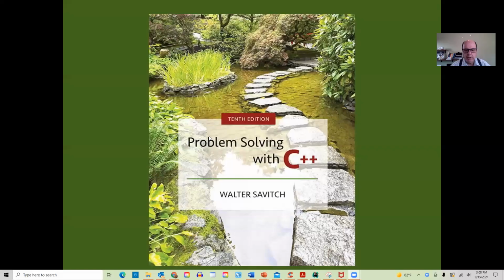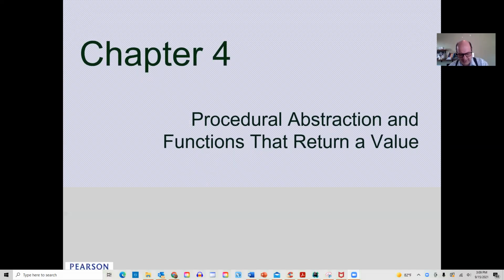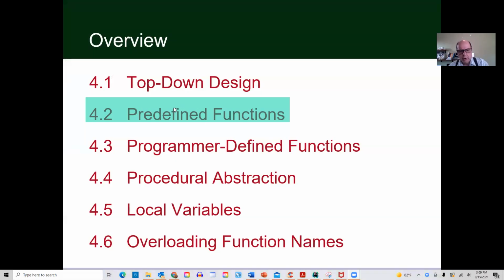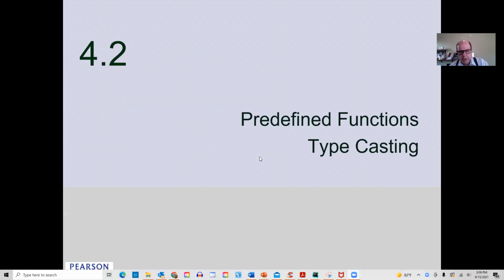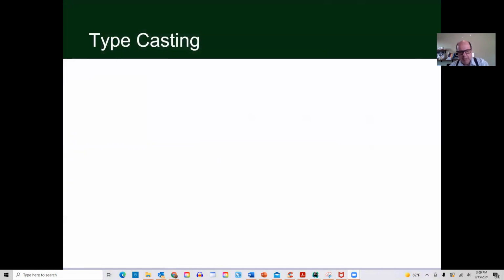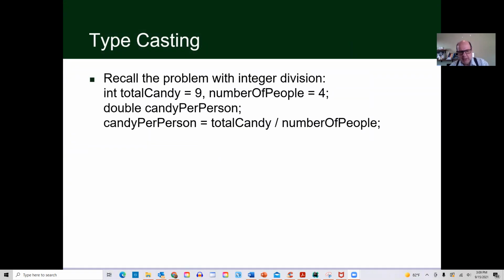Okay, so right now I want to talk about the second part of 4.2 for the Savitch book. So we are talking about predefined functions. So I want to talk about typecasting that's part of the 4.2. So we have been talking about that on and off in the class, that if we take the double and put it in an integer, it's going to lose its decimal point.